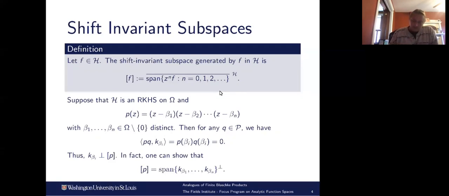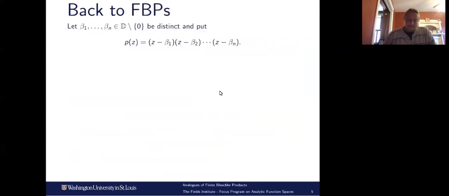So what we've done here really is we've taken a shift invariant subspace generated by a polynomial, and we have associated it to some kernel functions. And so let's go back to finite Blaschke products and think about what happens in H2 here. Okay, so again, we're going to take our polynomial with distinct zeros, none of which are going to be 0. Then, if you recall, these are the Szego kernels. We have that bracket P is just the orthogonal complement of the span of the Szego kernels at the zeros of P.